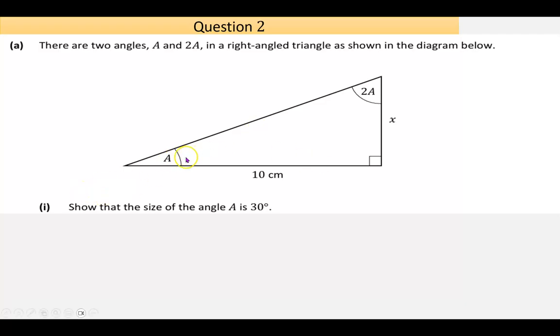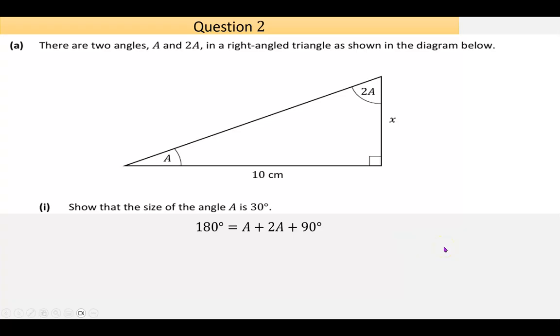Even from before the question is reached, I know that all three angles in a right angle triangle, or any triangle, should add up to 180. I know that in a 90-degree triangle, this is 90. So part 1 says, show that the size of the angle A is 30 degrees. So I know that 180 degrees is equal to A plus 2A plus 90. That's what I've stated here in a mathematical way, just to frame my thoughts.